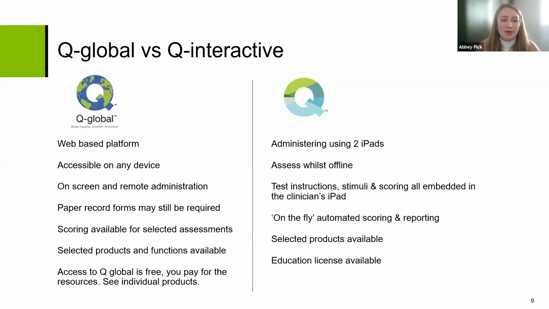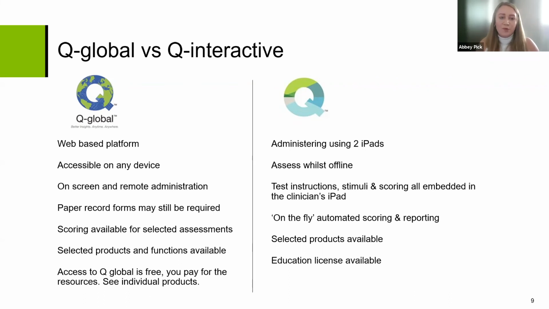So Q Global was originally developed as a scoring platform and used for questionnaire-based tests. But now you can administer, score and report a range of assessments using Q Global. So assessments can be administered by on-screen administration and remote administration for questionnaire tests, or by sharing the stimulus materials for telepractice. So I thought I'd outline some of the key points of both of the platforms here.